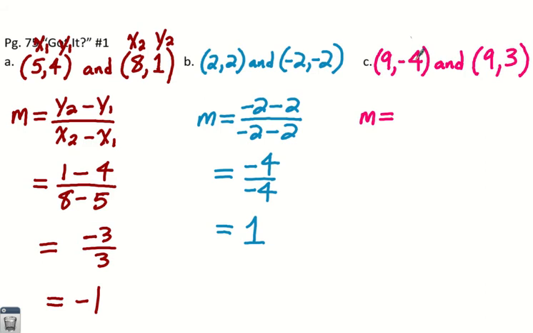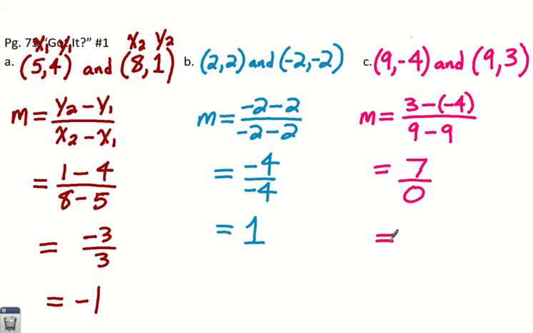3 minus a negative 4. Remember, there's a minus built into the formula. And then y1 is negative 4. So we end up with 3 minus a negative 4. And then for x2 minus x1, we got 9 minus 9. So 3 minus a negative 4 is the same as 3 plus 4, and so that's 7. And then, of course, 9 minus 9 is 0.